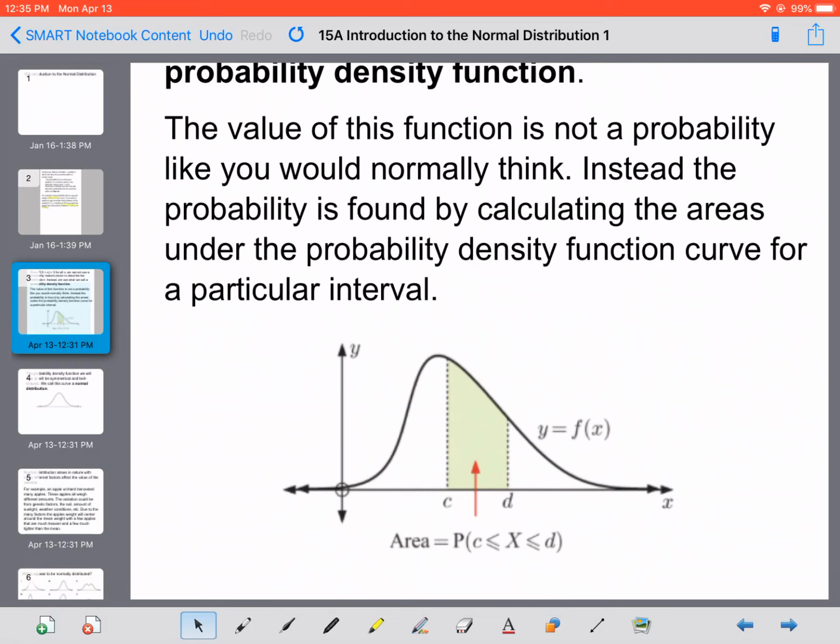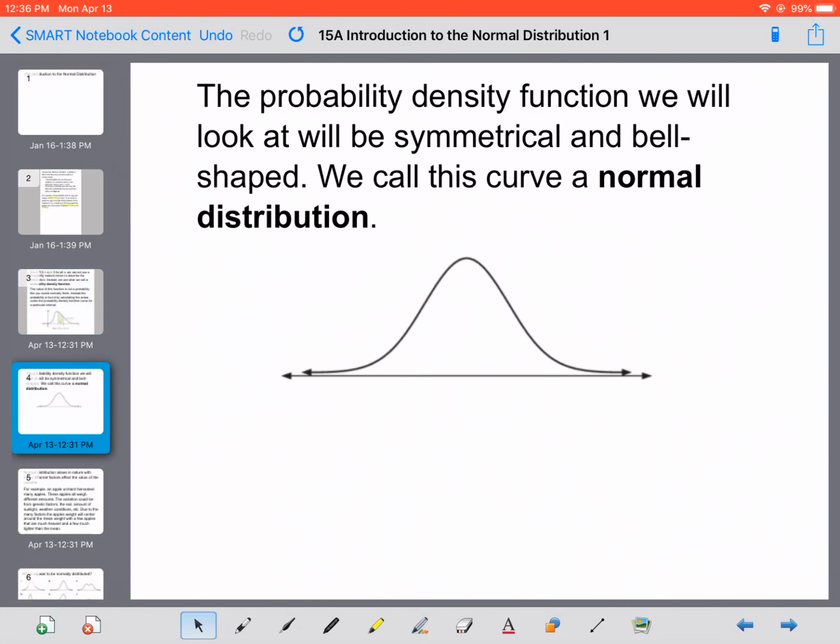So what probability density function are we going to look at? Well, we are going to look at what we call the normal distribution. And what makes it a normal distribution is the fact that it is symmetrical and it is a bell shape. If it is not both of those, it is not a normal distribution. You could be symmetrical and not bell shaped, then it's not going to be a normal distribution. You have to have both of them in order for it to be normal.